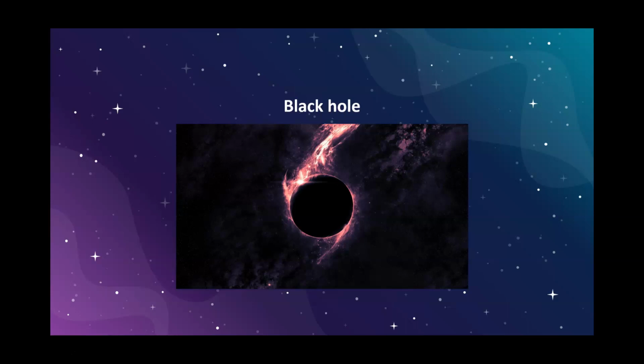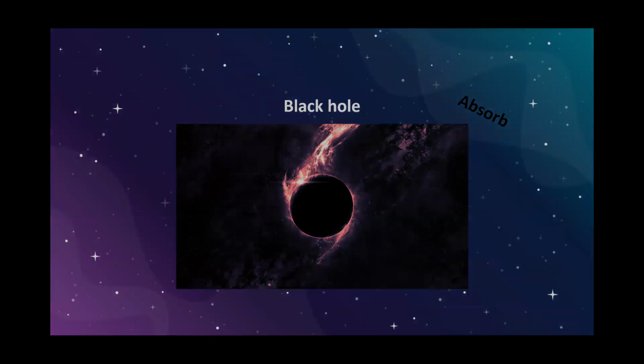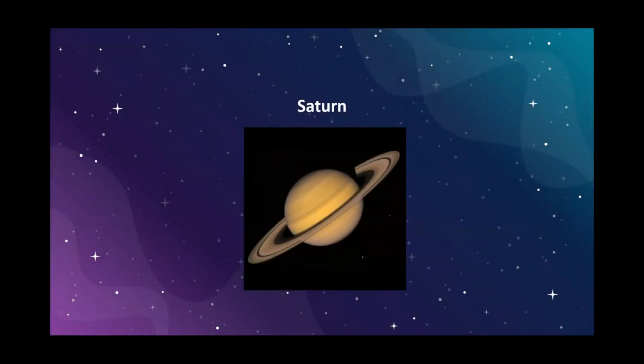What about a black hole? So a black hole, kind of a trick question, it actually absorbs light, so it doesn't emit or reflect light. It doesn't give off any light, it just absorbs any light that comes anywhere near it. What about Saturn? So Saturn, like all other planets, reflects light.